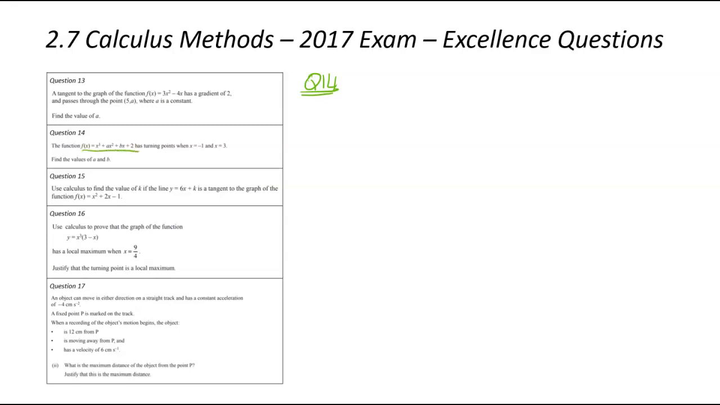So we've got the function, and notice it's got two other variables, a and b, and we've been told that the turning points are at x = -1 and x = 3. We've been asked to find the values of a and b in the original function. Let's start by jotting down the original function: f(x) = x³ + ax² + bx + 2. We're dealing with turning points, so at those points we know the gradient, f'(x), is equal to 0, and x would be -1 or x would be 3.